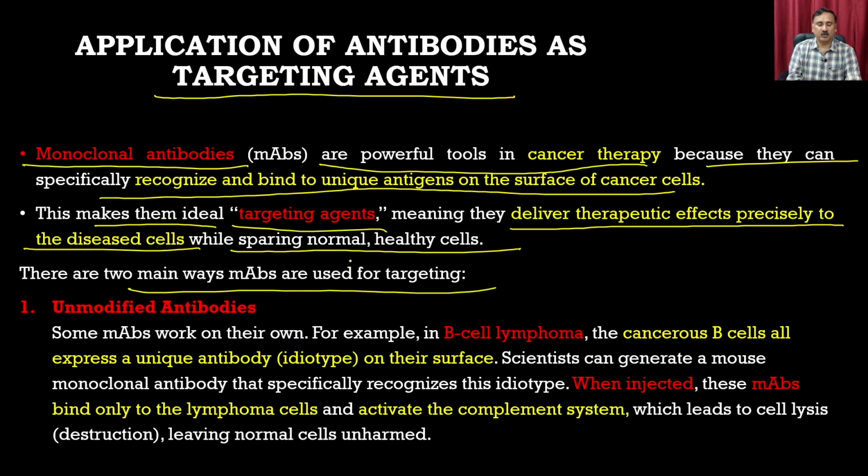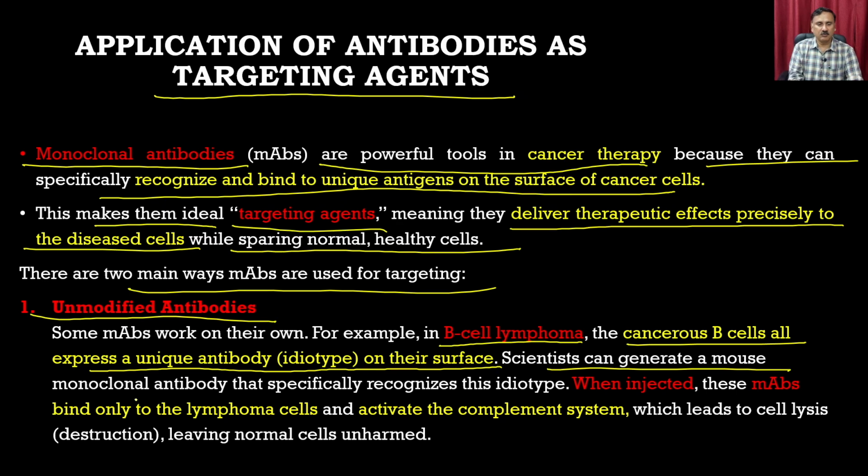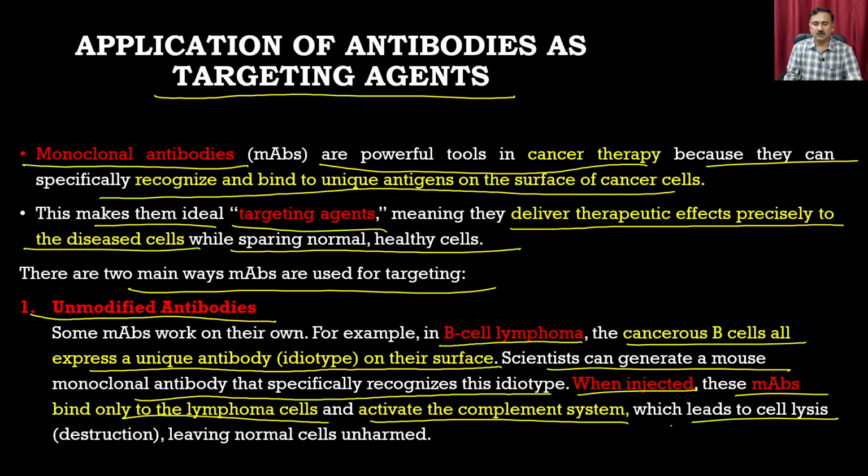There are two main types of monoclonal antibodies. You can use the unmodified antibodies or you can use the conjugated antibodies. In unmodified antibodies, you are going to simply use the antibodies and they are actually going to work. For example, in a B cell lymphoma, the cancerous B cells are expressing a unique antibody on their surface. So scientists can generate a mouse monoclonal antibody that specifically recognizes idiotypes. When injected, these monoclonal antibodies bind only to the lymphoma cells and activate the complement system, which leads to cell lysis, leaving the normal cells unharmed.